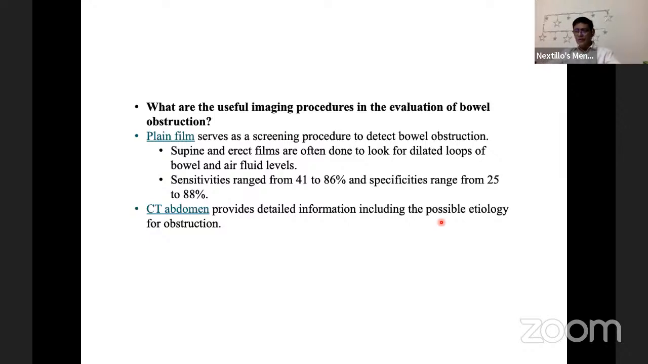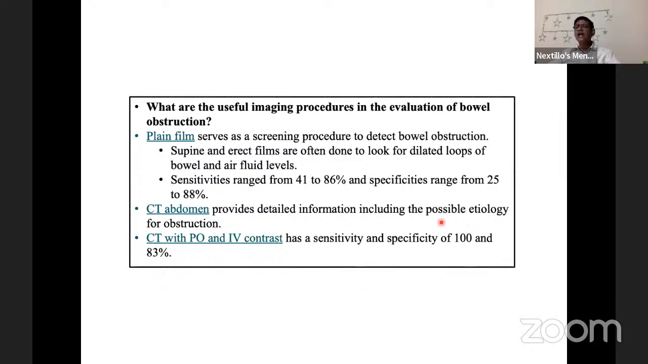Then we may also perform the CT scan with per oral contrast, that means the contrast is given through the oral route, and IV contrast. This has a sensitivity and specificity of 100% and 83%, meaning sensitivity of 100%, specificity of 83%. If the CT scan with per oral and IV contrast is normal, then it is highly unlikely that we have an obstruction. It is very sensitive to rule out the diagnosis.